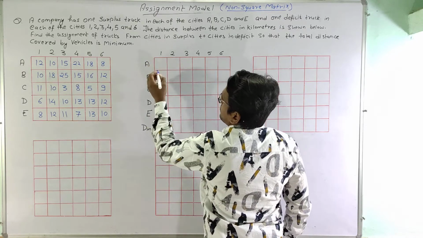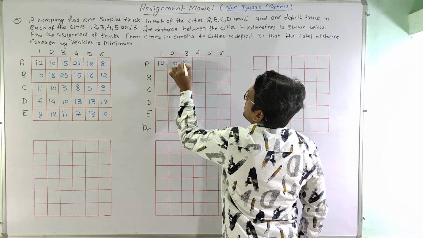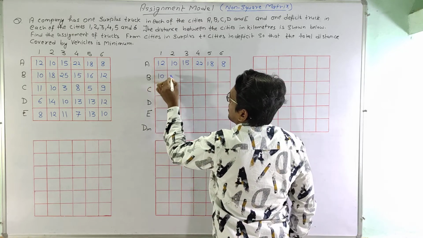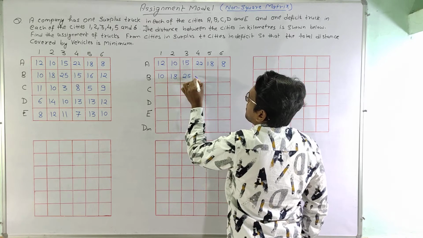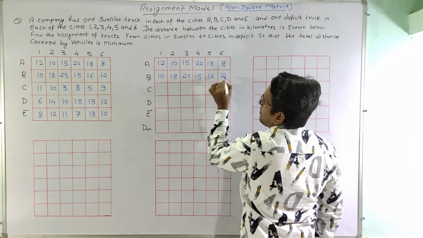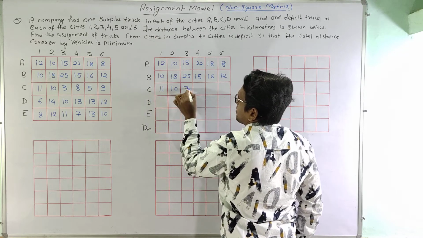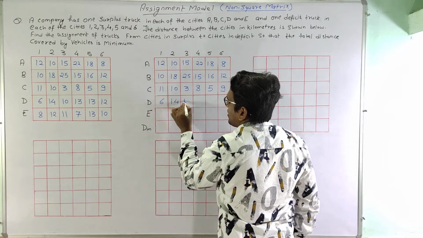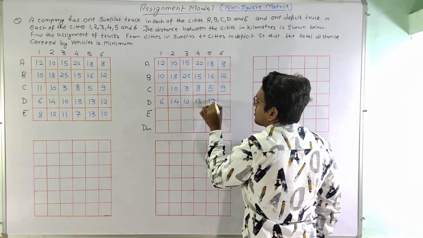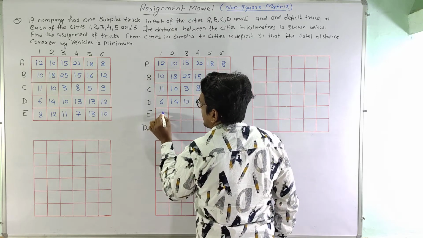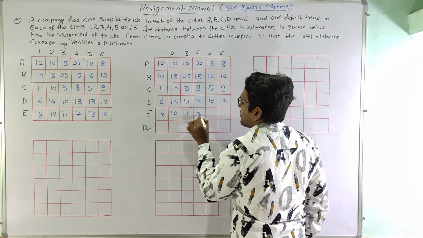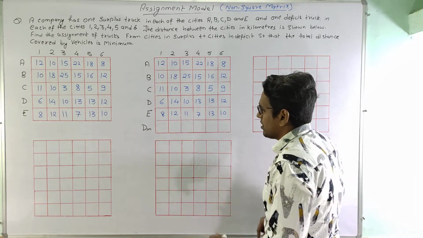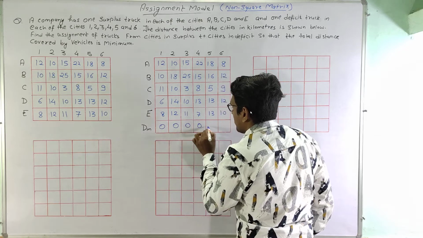These are the cost coefficients: 12, 10, 15, 22, 18, 8, 10, 18, 25, 15, 16, 12, 11, 10, 3, 8, 5, 9, 6, 14, 10, 13, 13, 12, then 8, 12, 11, 7, 13 and 10. And the cost coefficient values in this dummy row are 0. So all the values in the row are 0.